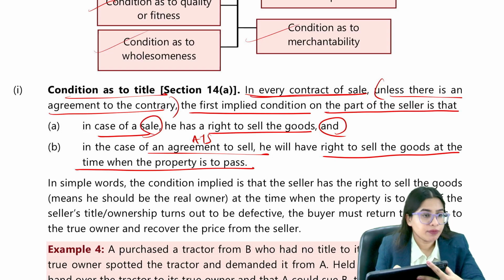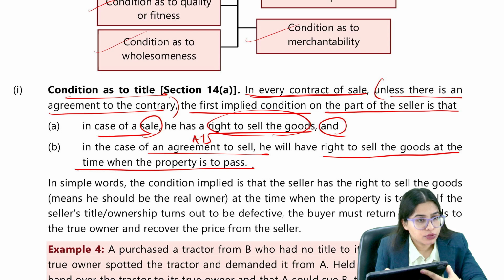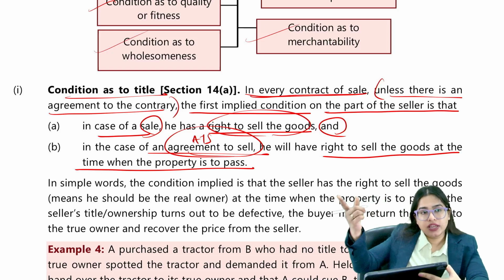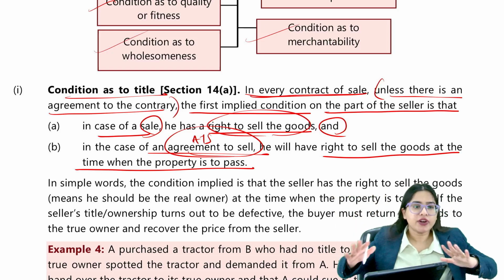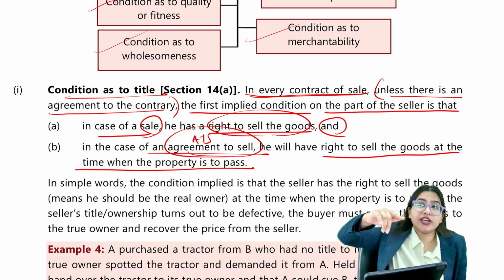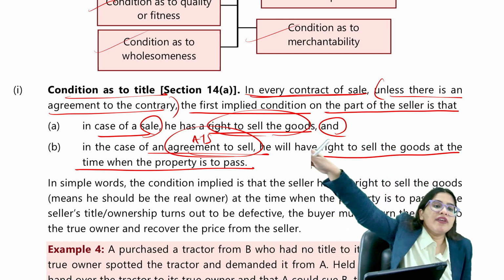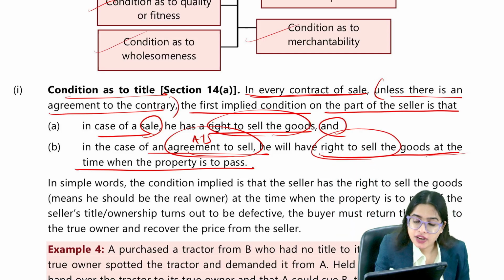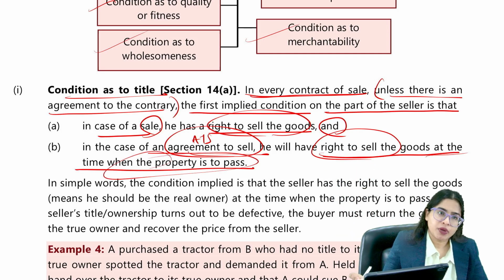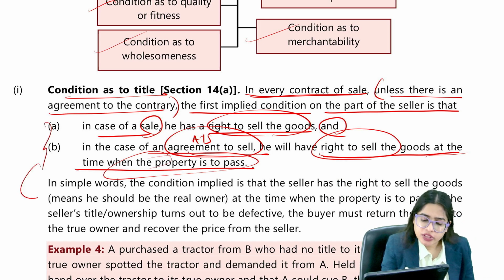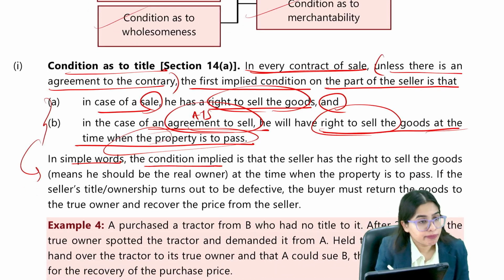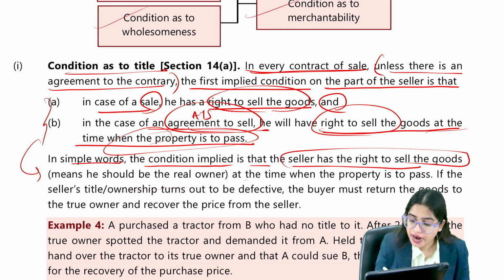So in case of sale, meaning present sale, I should have the right to sell. In case of agreement to sell, meaning future sale, even if I don't have the right to sell as of now, it's fine, but I should have the right to sell in future when the sale has to happen, when the property has to pass. The same thing they have given here in simple words: the implied condition is that the seller should have the right to sell the goods at the time when property has to pass.